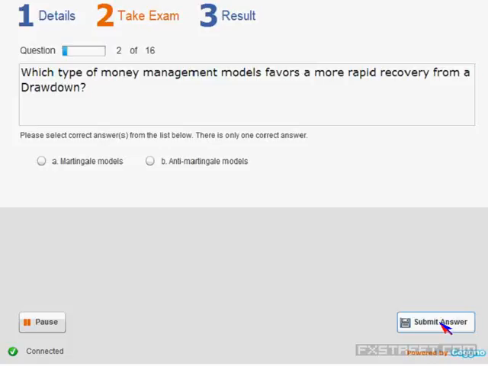Okay, I'm not here to give a preference to one or the other. It's just for the understanding of both concepts of martingale models and anti-martingale, but the ones which are based on the concept of rapid recovery from a drawdown.